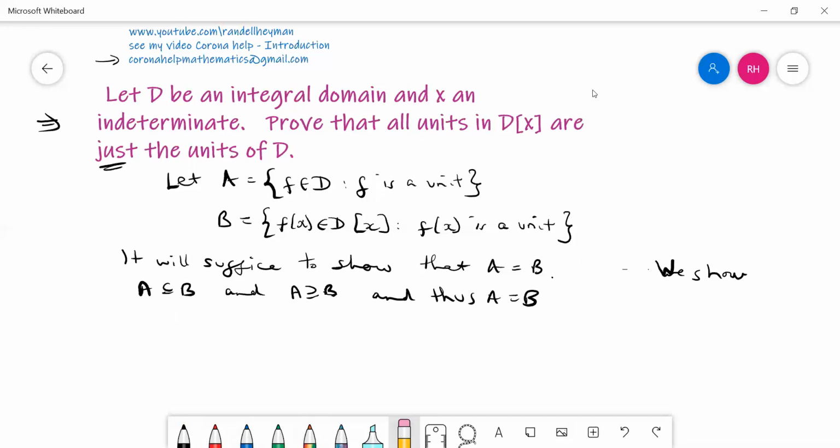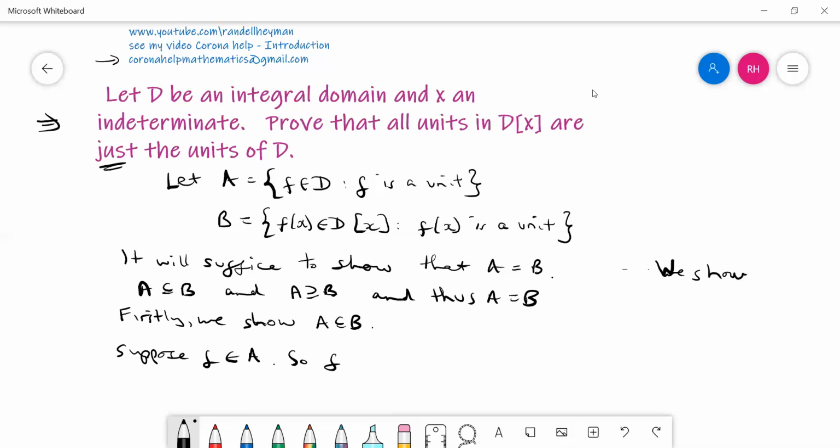Okay. So firstly, we show A is a subset of B. The best way to do that is to say, suppose f is an element of A.